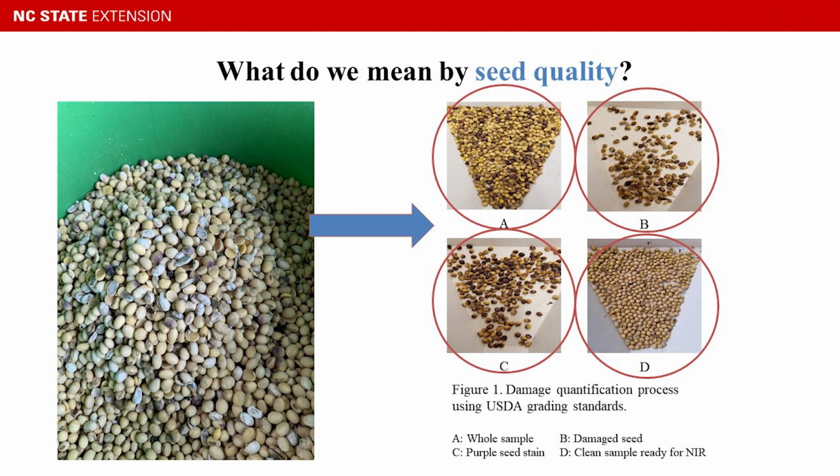This is obviously a problematic example. There's seed quality issues. We take out the seed that has damage. We take out the seed that has purple seed stain, which is quantified differently at the elevator. You likely know that, but some of our buyers aren't too concerned about the purple seed stain part. And then we have a clean sample. So we're quantifying how much damage is there really across a lot of production practices, including growth habit.